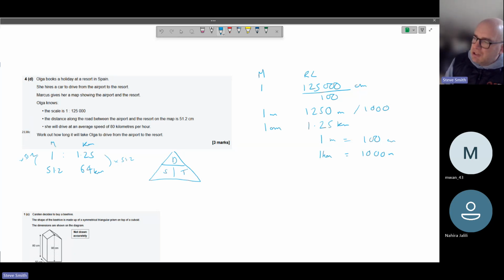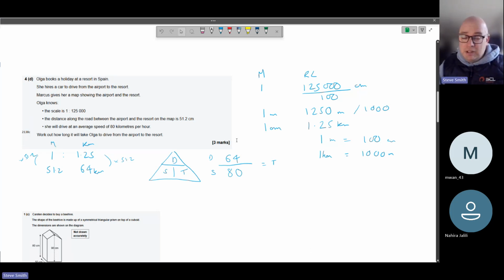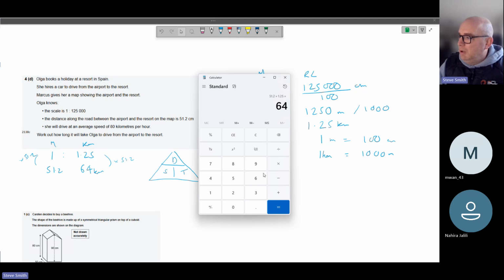So we've got the distance, 64 kilometers, and we can see she's going at 80 kilometers per hour, and we want to know how long. So distance divided by speed equals time. So 64, and again, it's a calculator paper, so I'm not about to do that in my head. 64 divided by 80. If we did 64 divided by 8, we're going to get 8. But 64 divided by 80 is going to be 0.8.